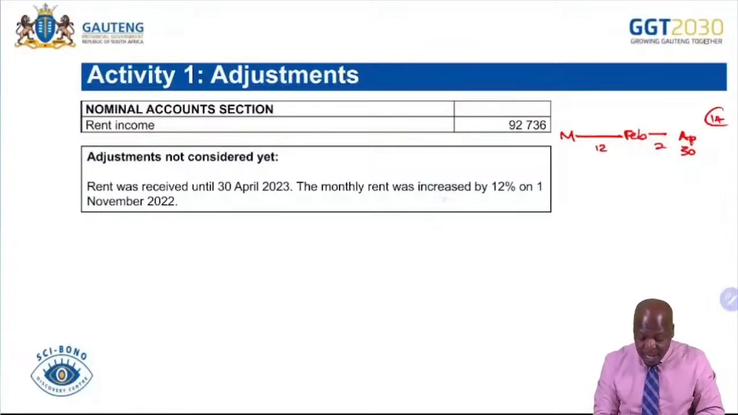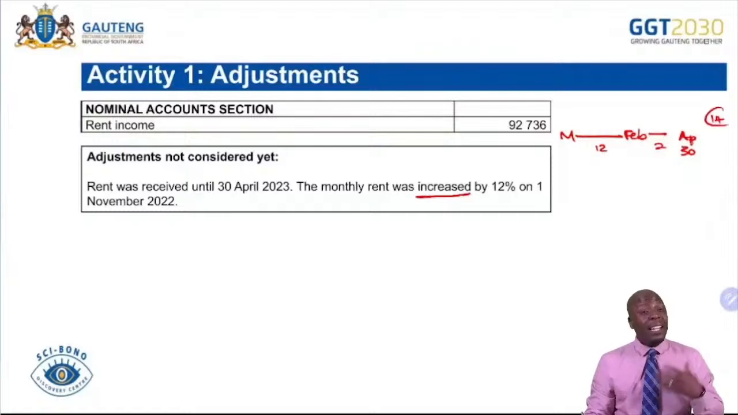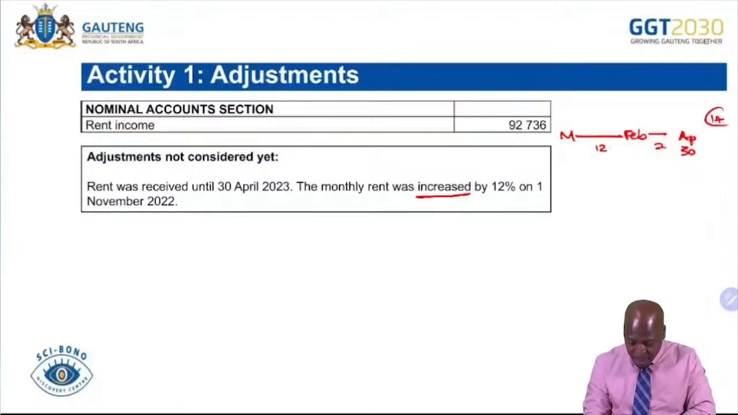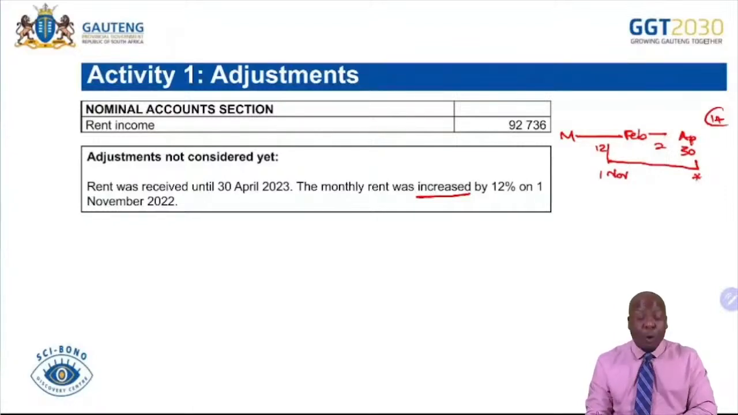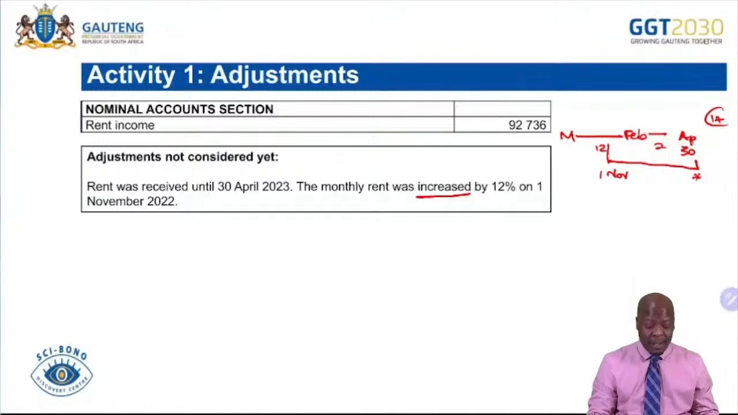The monthly rent was increased. So the examiner can bring an increase or a decrease. Please be watchful for either way, if it's an increase or it's a decrease. In this case, it was increased by 12% on the 1st of November 2022. So we want to know now, if it was increased on the 1st of November, so we're coming here now, this is November, and we're coming to April over here. We want to know for how many months was it increased?